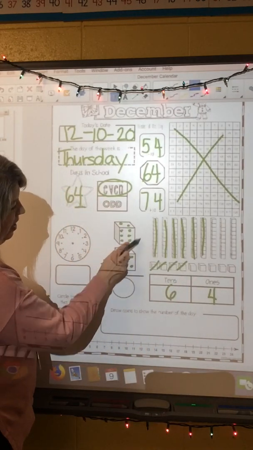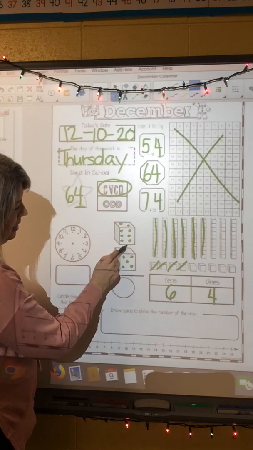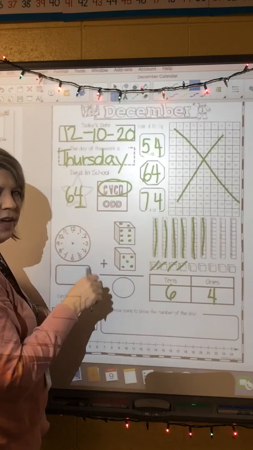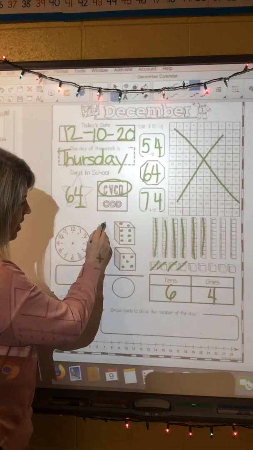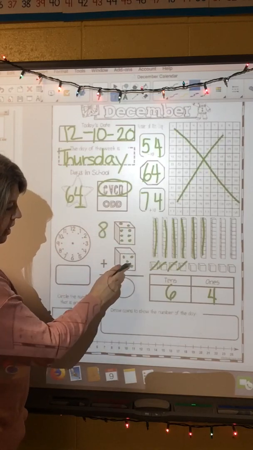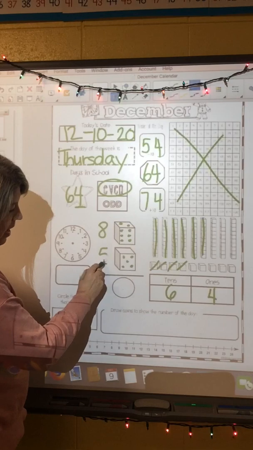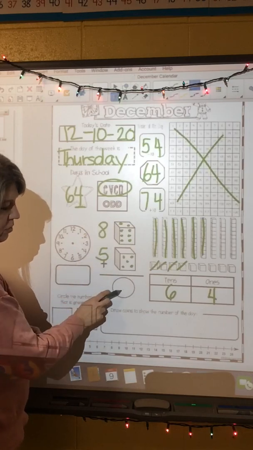All right, come on over here. Let's see. How many do we have on the top up here? I see a 6 and 2 more. So if I count up, I would say 6, 7, 8. I have 8 on the top. And I have only 5 on the bottom. I need to add those two numbers together.